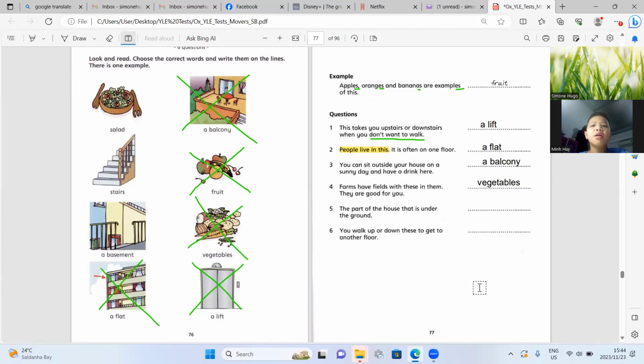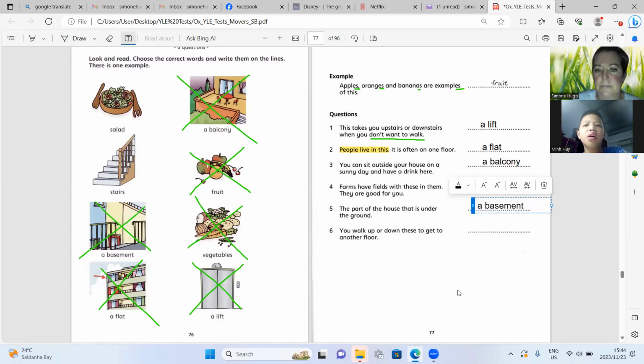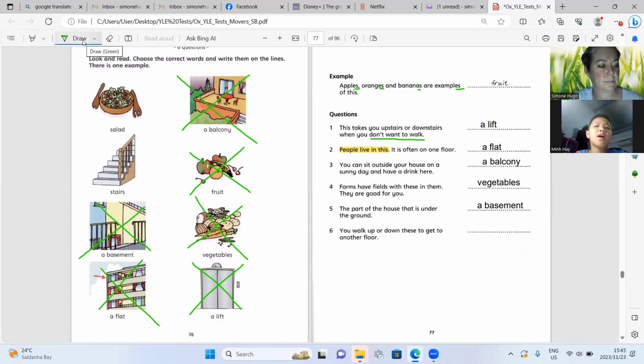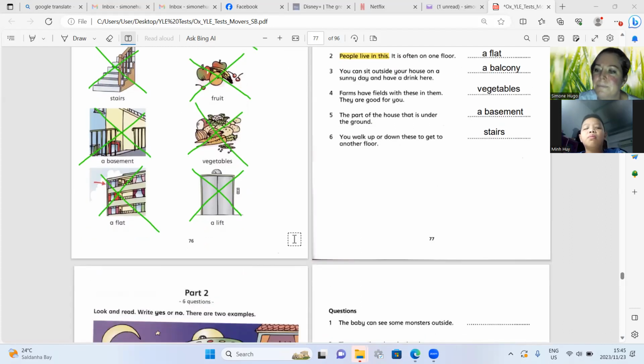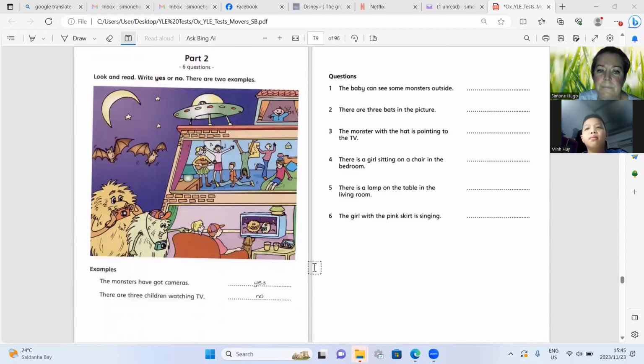The part of the house that is under the ground. A basement. You walk up or down just to get to another floor: stairs. What's that sound? What's happening? The clock. Okay.